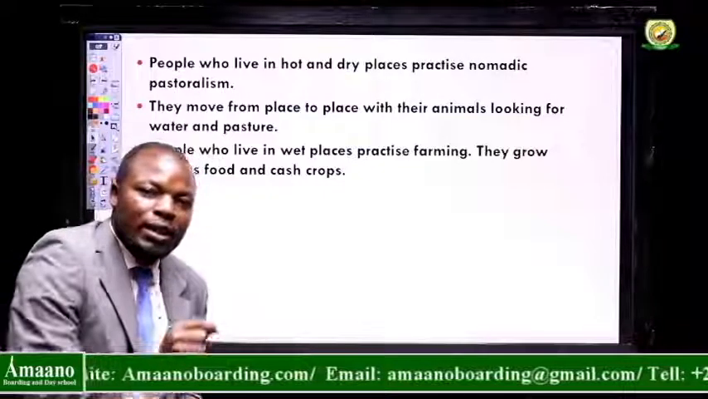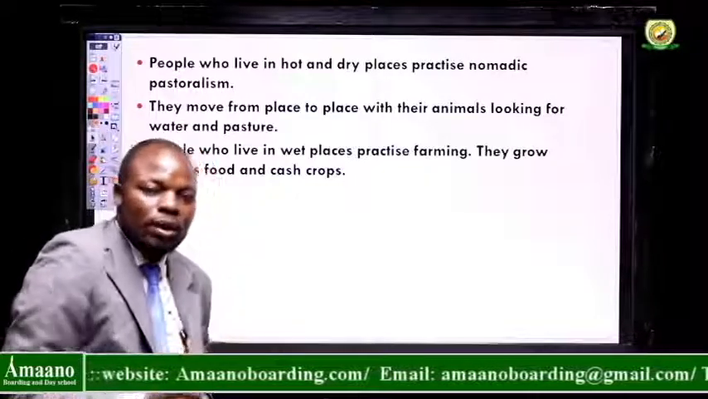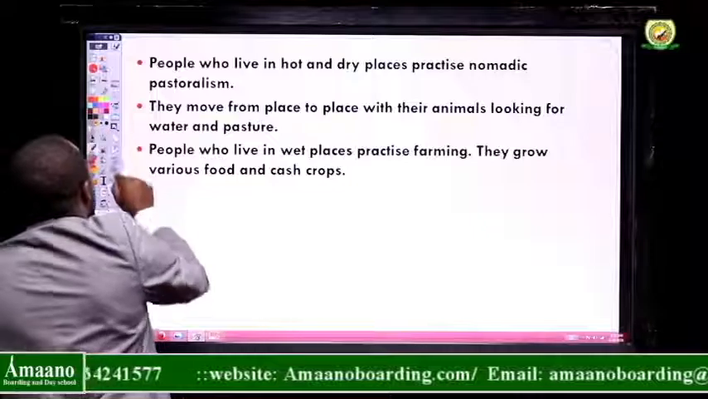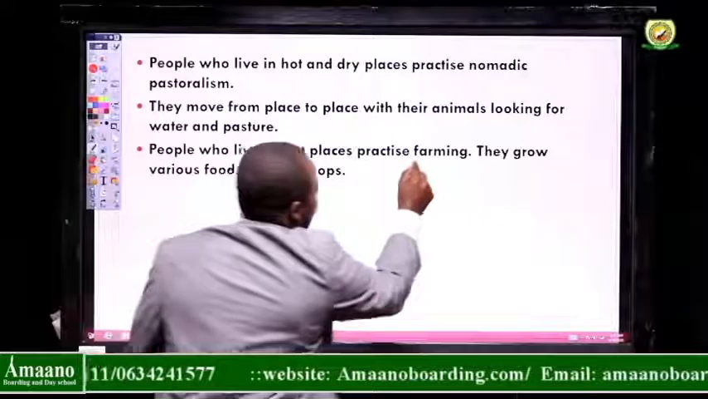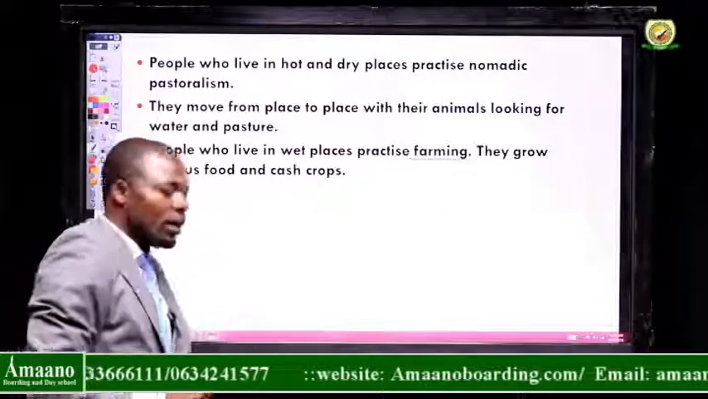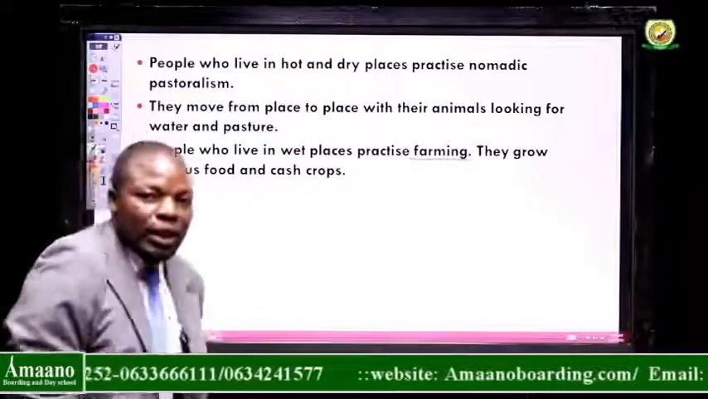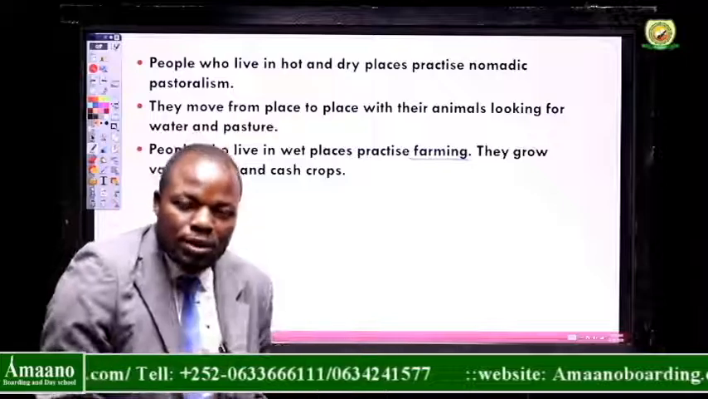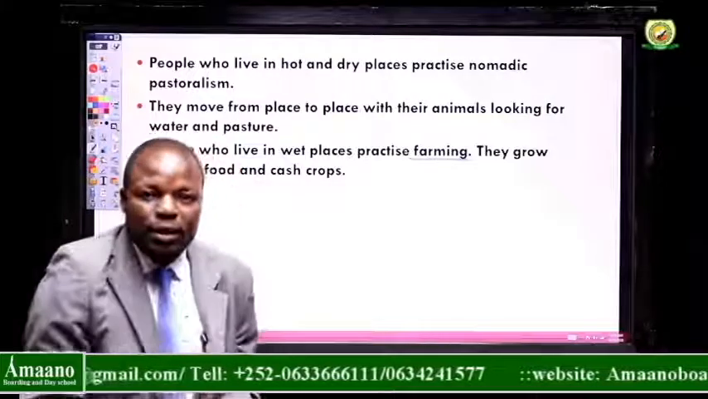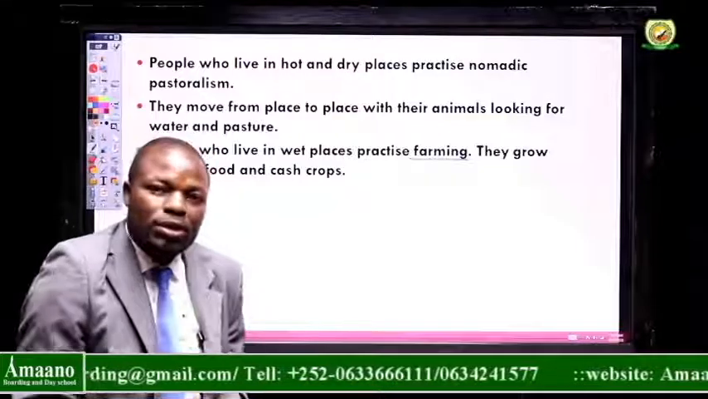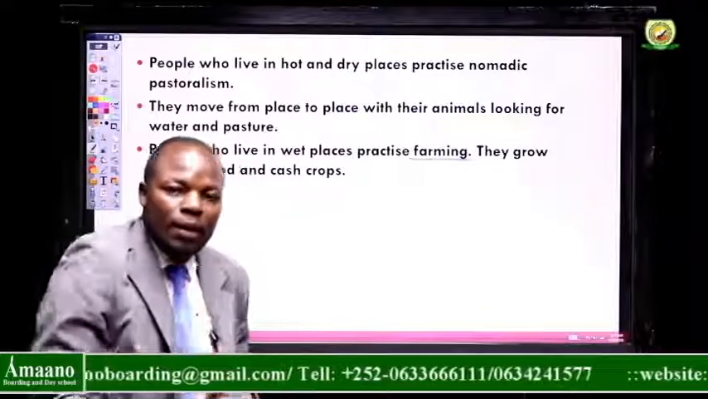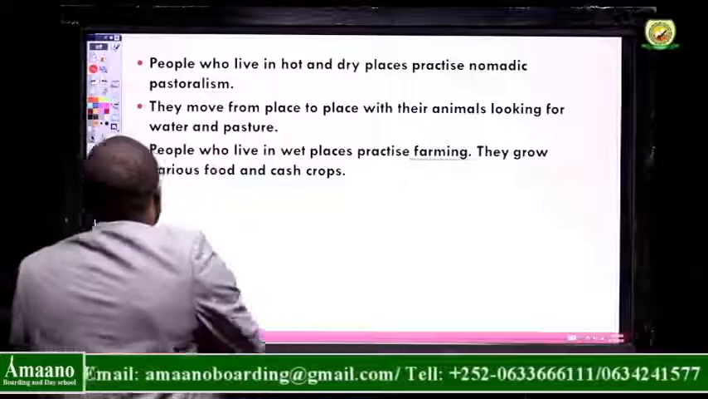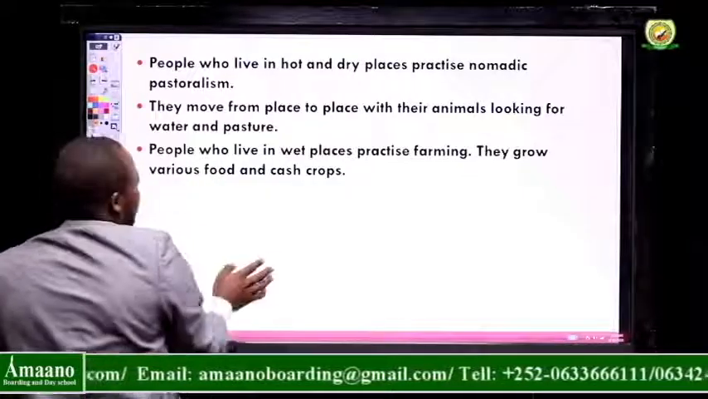But people who live in places where the climate is cool, places where there is rain, are going to practice a different type of activity, and that activity will always be farming. The key word is farming. What do farmers do? Farmers are people who grow crops either for food or for selling. They also keep some domestic animals from which they can get milk, meat, and other products like butter and ghee and cheese, you know that. Good. We move to the next.